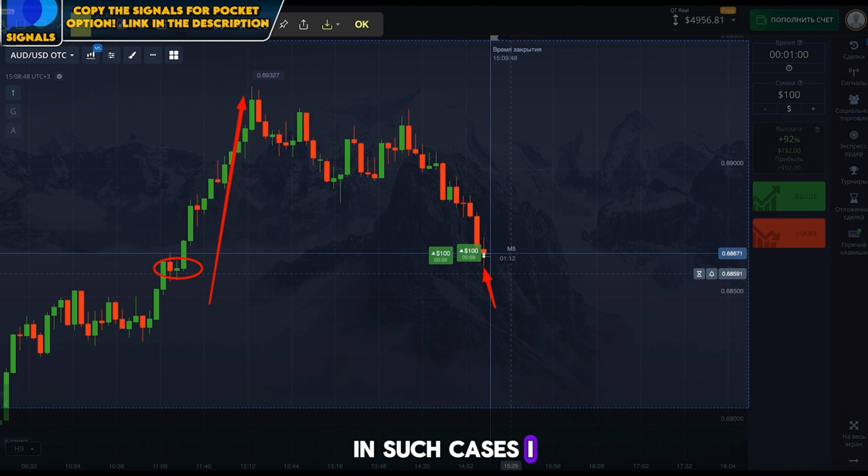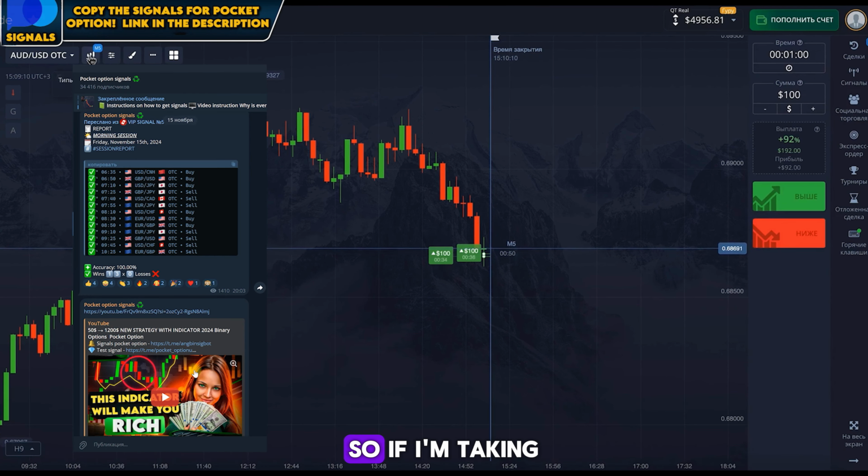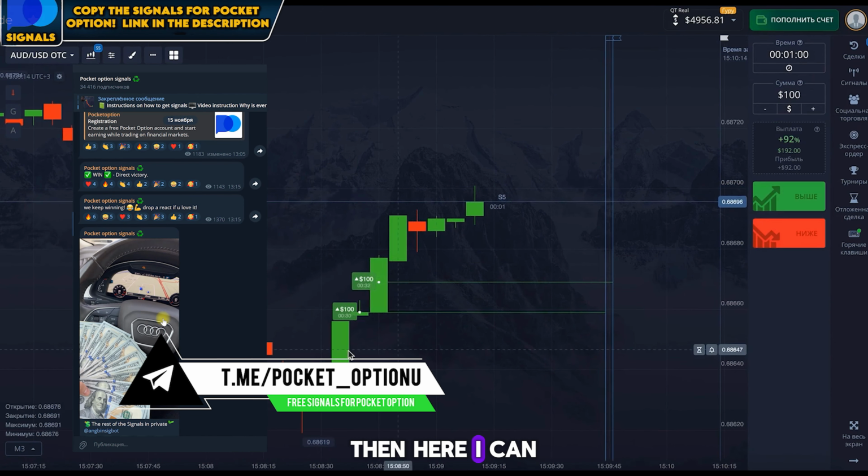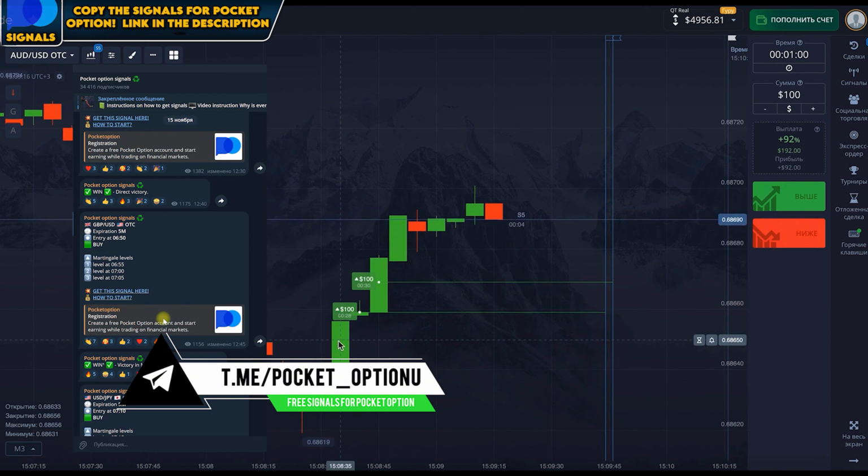In such cases, I take a bit more than the main trade. So if I'm taking the main trade for about $100 or $150, then here I can afford to go for $200.